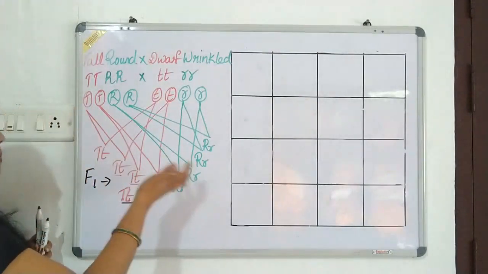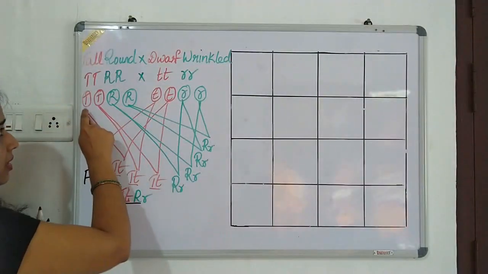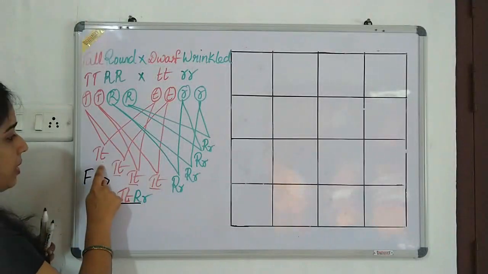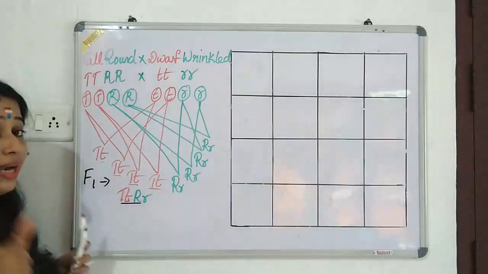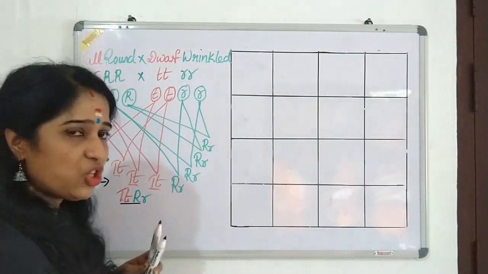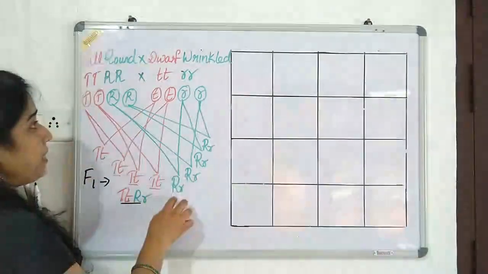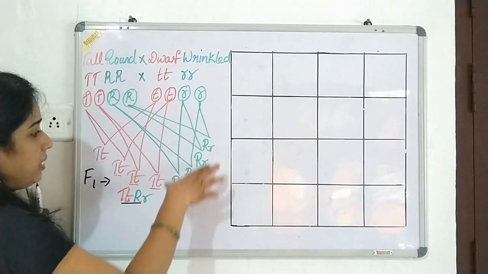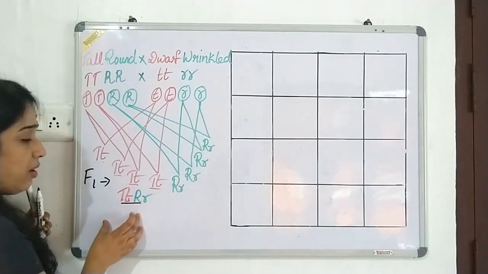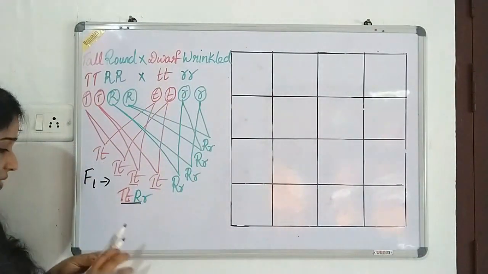Then if you cross in any manner, you will get only one answer, capital T, small t. See, capital T, small t. In all the four, you got only one result, that is capital T, small t. Here also you got only one result, that is capital R, small r. Clear? Yes. So this is the first filial generation or first generation.